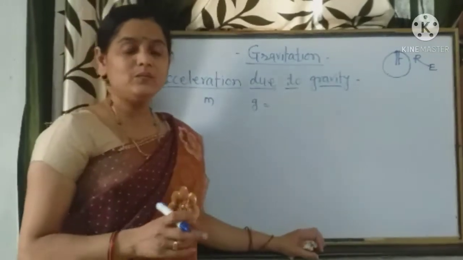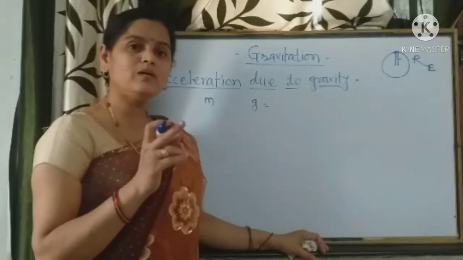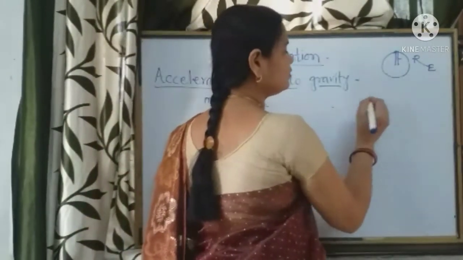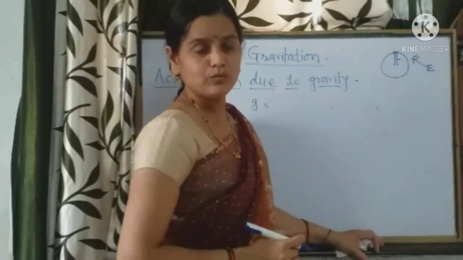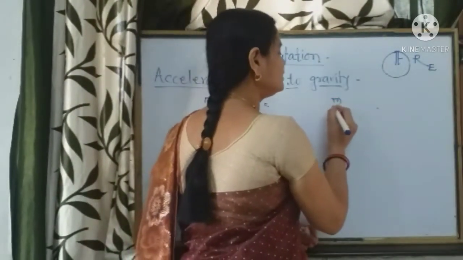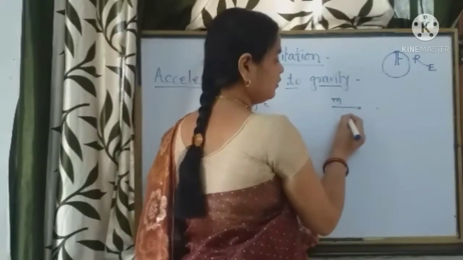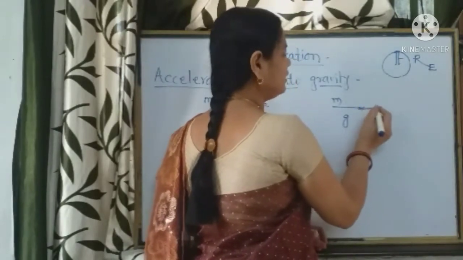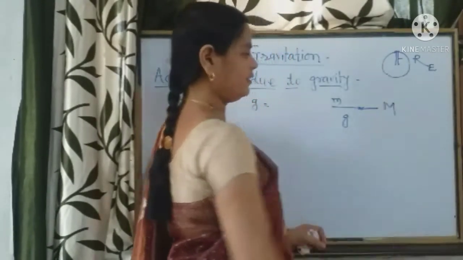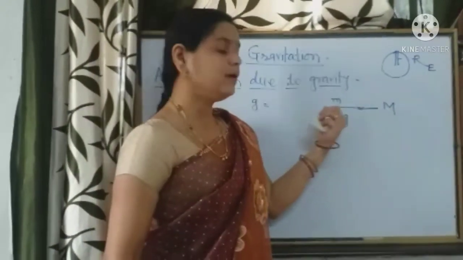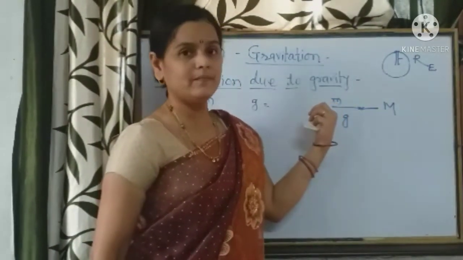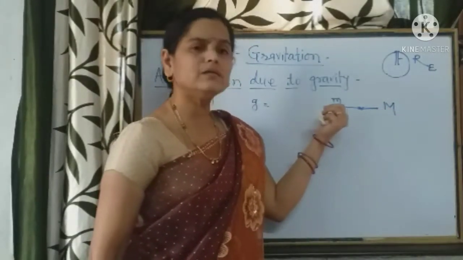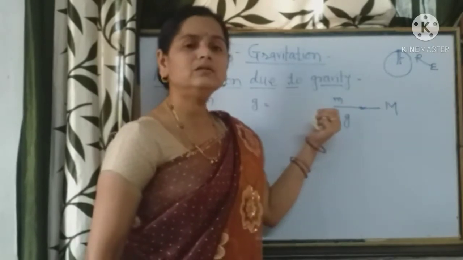At the same time, according to Newton's law of gravitation, this gravitational force is a mutual attractive force. Therefore, as the point mass gets attracted towards the earth with acceleration due to gravity, at the same time the earth of mass capital M also gets attracted towards the body of mass small m. Then can it move towards the mass? No, we found that it is not possible.